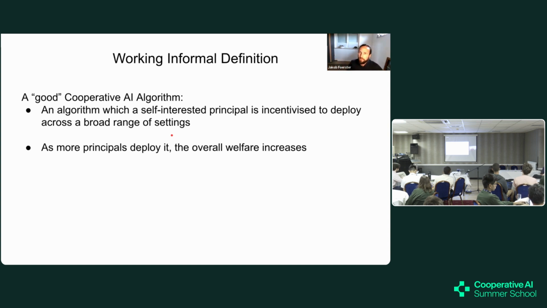And I'm saying the ideal cooperative algorithm is one that is A, individually incentivized, rational to use, and B, good if deployed broadly. And we can make a caveat here: in the long run, it would be great to have theoretical guarantees about robustness to other cooperative algorithms.